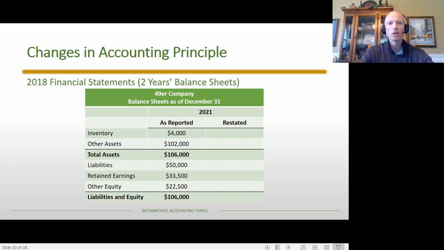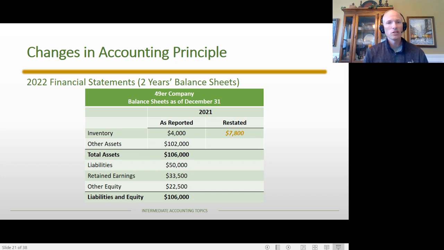And we can see a list of different accounts here: inventory, other assets, total assets, liabilities, retained earnings, other equity, on and on. And so those are the as reported amounts, and again, we would need to provide those. Absolutely would need to provide those on the test, and so then we're required to go with the restated amounts. And so again, there's a cumulative difference.